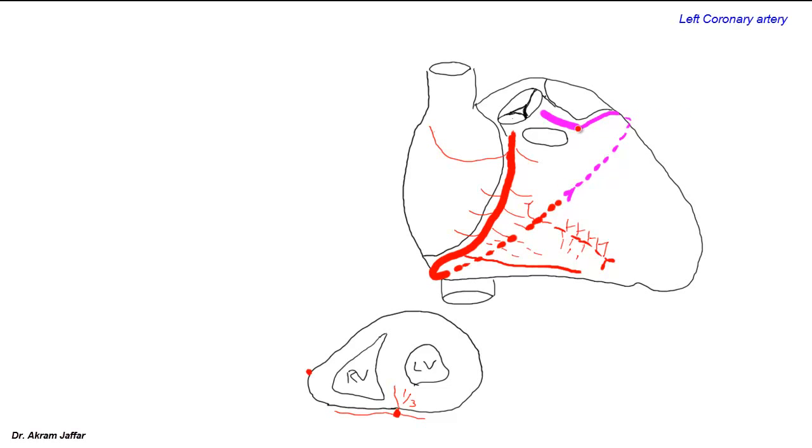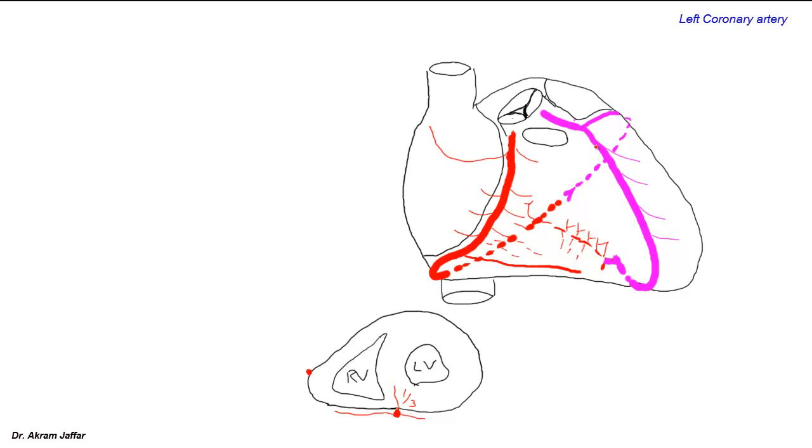The other branch passes into the anterior interventricular groove and around the apex of the heart to meet the posterior interventricular artery. The anterior interventricular artery is also called the left anterior descending artery, LAD, while the posterior interventricular artery is also called the posterior descending artery, PDA. The anterior interventricular artery supplies ventricular diagonal branches that supply the left ventricle.